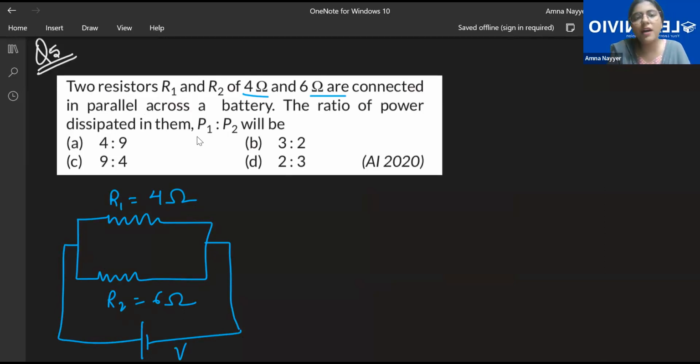It says ratio of the power dissipated in them, P1 by P2. Look, class, this is voltage. Can you tell me, will the voltages for the individual resistors be different or same?